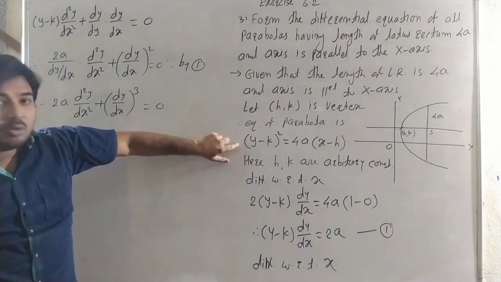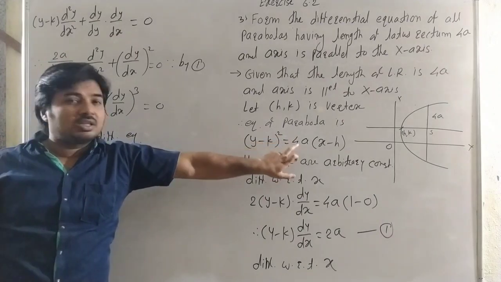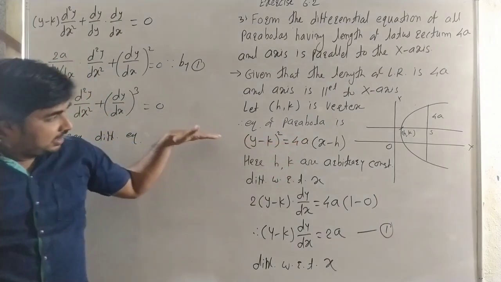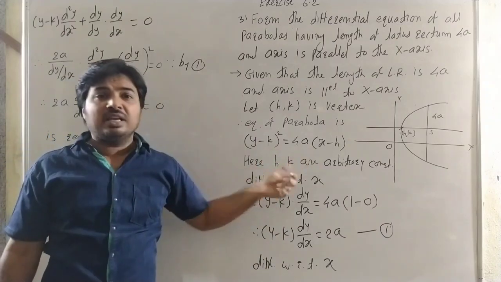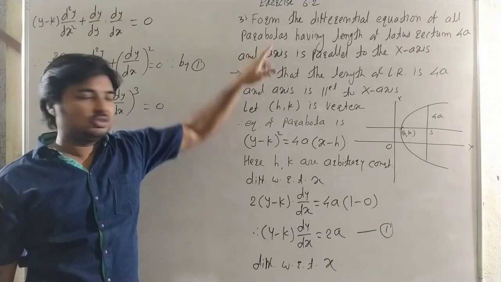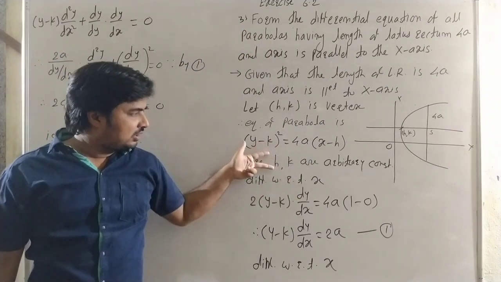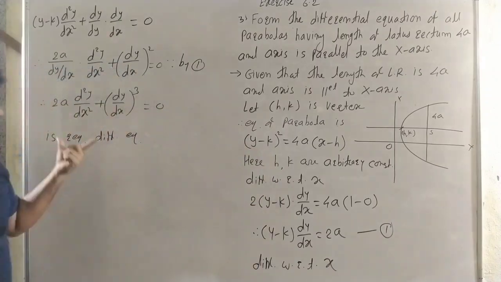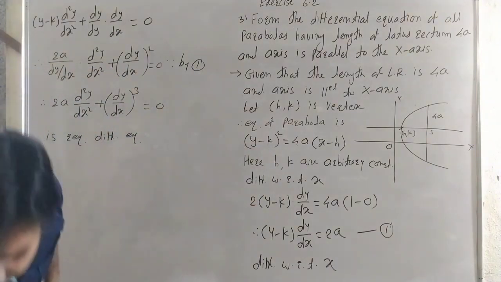It is the equation of a parabola having vertex at (h, k) and length of latus rectum 4a, and then we differentiate twice. Here h and k are the arbitrary constants. Length of latus rectum is given, it is fixed, it is 4a. Therefore h and k are the arbitrary constants. These two arbitrary constants are eliminated from this equation, and we get the differential equation. Okay, now the next, fourth example.